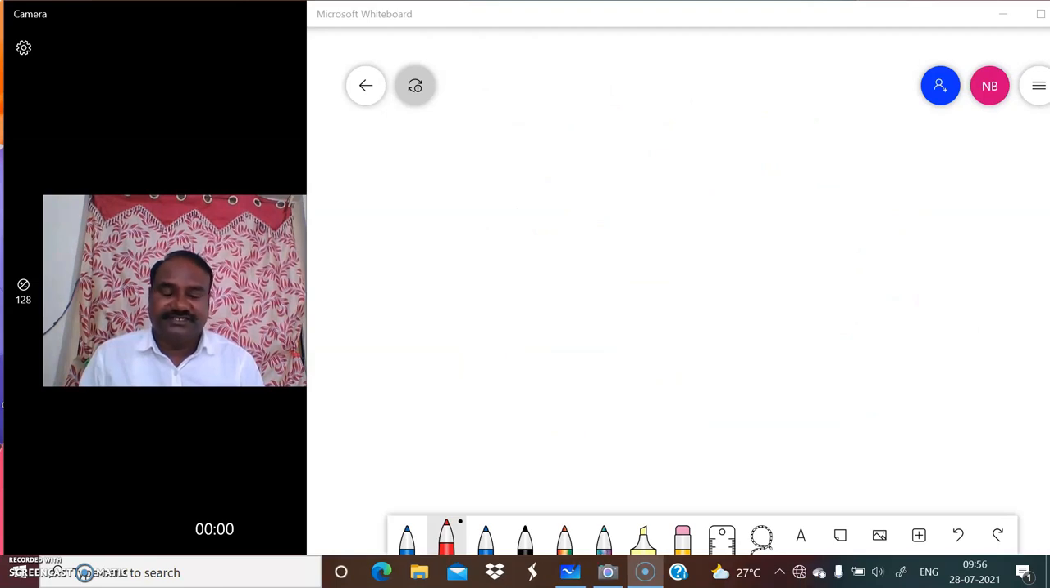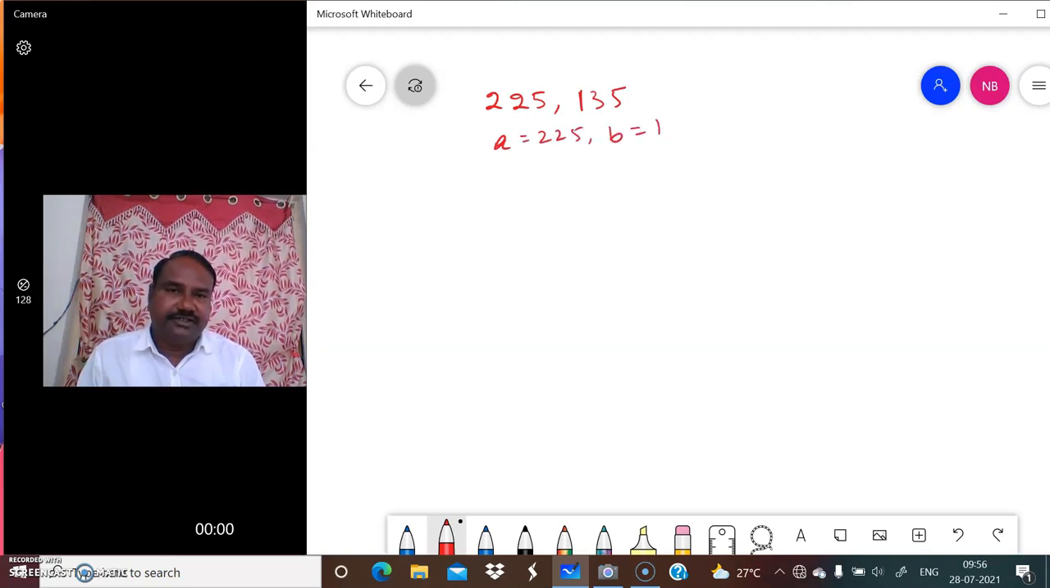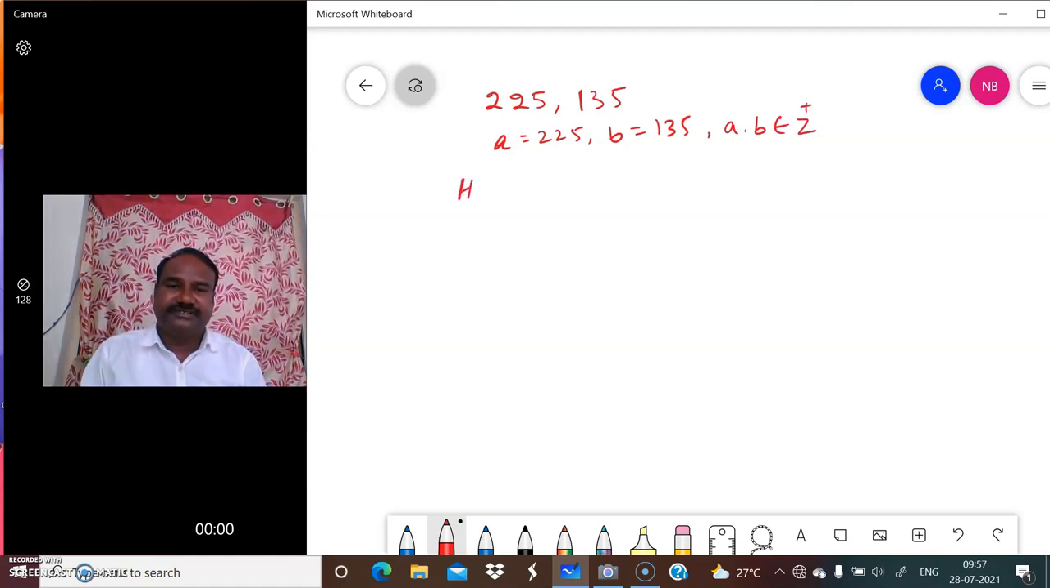Now, I explain this Euclid's division algorithm with one example. Let us suppose two numbers are given, 225 and 135. Let A is equal to 225, B is equal to 135, which A comma B belongs to Z plus. So, we are supposed to find the HCF. What is meant by HCF? First of all, HCF is nothing but highest common factor.